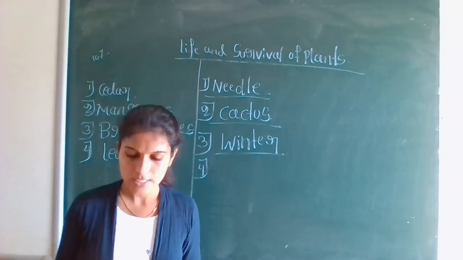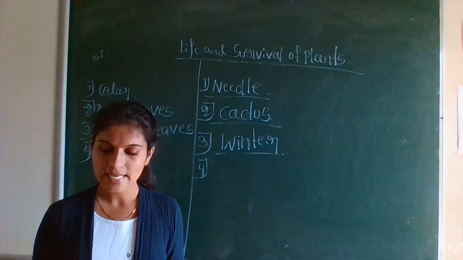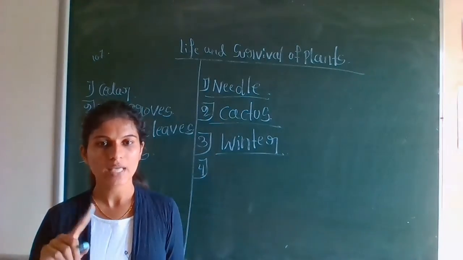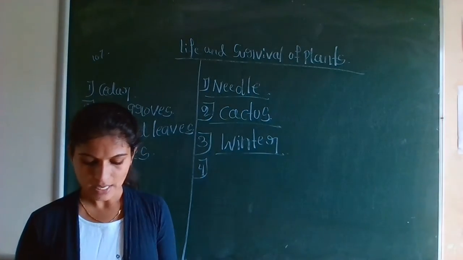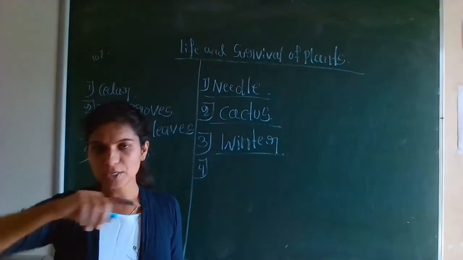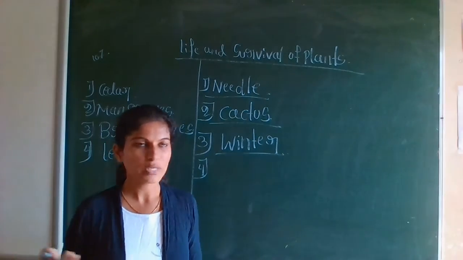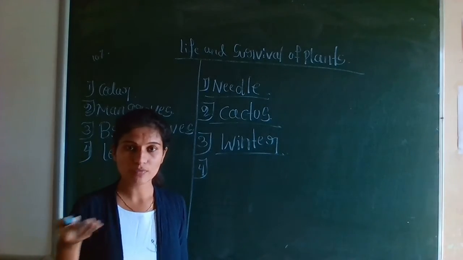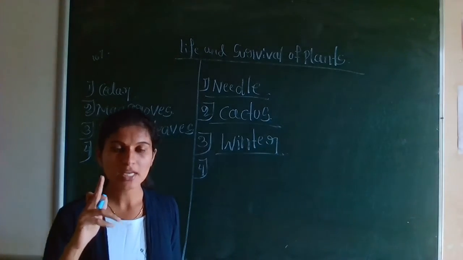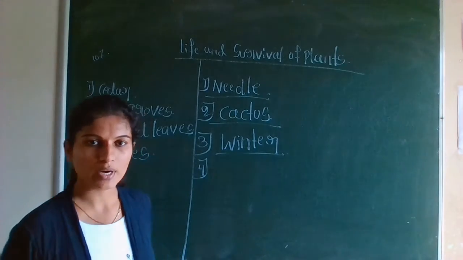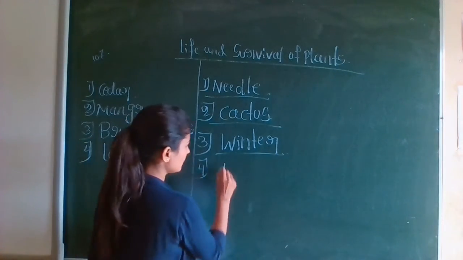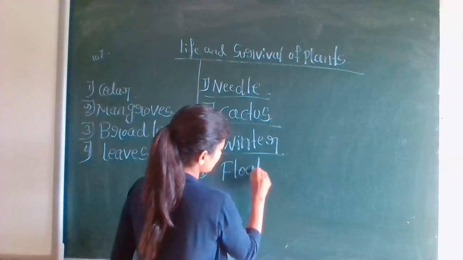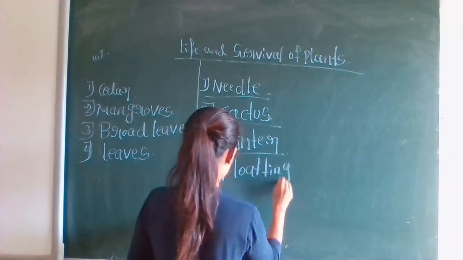Next, Olfia is an example of dash plant. Olfia is a kind of floating plant. Floating plant in the sense the plants which can float on the surface of the water, those are called floating plants. So Olfia is an example for a floating plant.